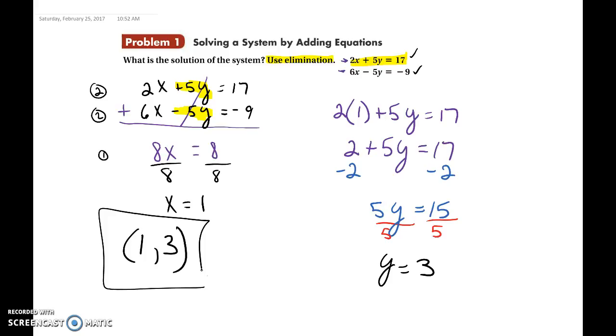All right, so that was the first problem. Now we're going to do one more that's not set up as easily as this one. All right, so now they want us to use elimination to solve for this system of equations. So it's negative 2x plus 15y is equal to negative 32. And then our next equation is 7x minus 5y is equal to 17.